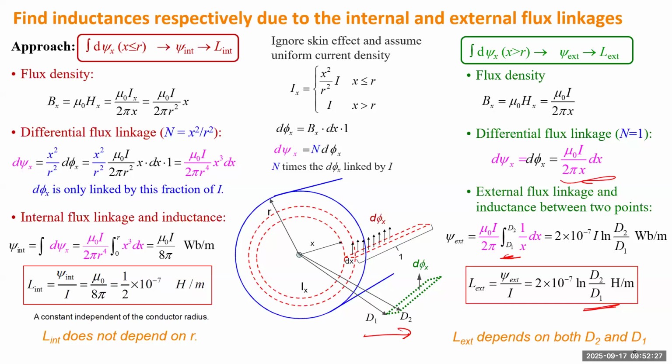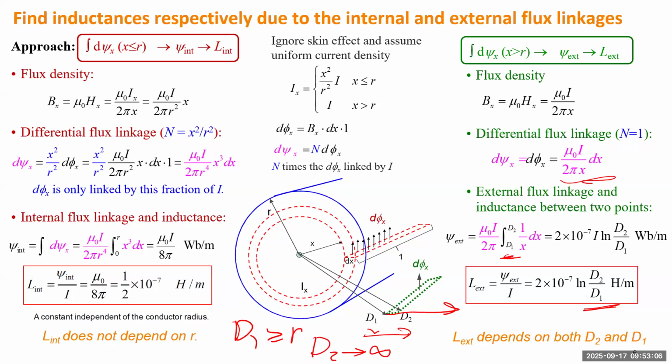So if D1 is the same, but your D2 is increased, you will make this rectangle area bigger. You will include more flux, so the inductance will increase. Okay, so what is the smallest value of D1? The D1 will be here, right, at R. So which means D1 is always bigger than or equal to R. And the D2 can go to infinity.